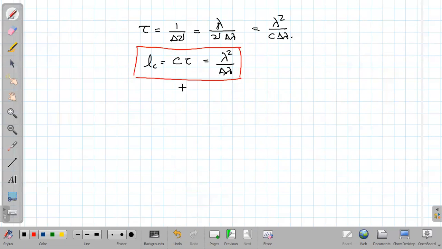So if you know the spreading wavelength of a light source, then the coherence length is lambda square by delta lambda. Lambda gives the mean wavelength of the light source, and delta lambda is the spreading wavelength. If the spreading wavelength is very small, then the coherence length would be very large. So we can estimate the coherence length of different sources.